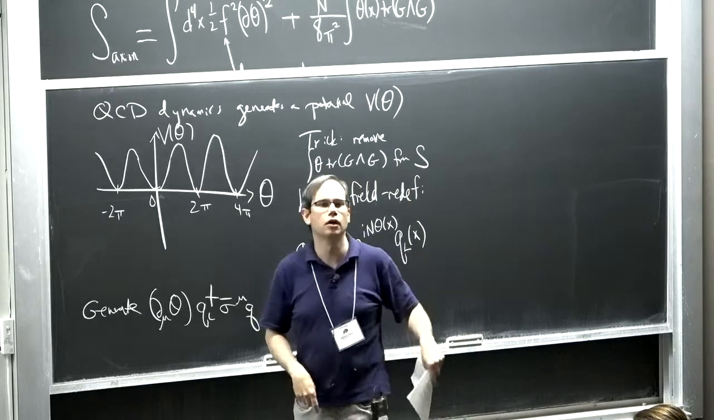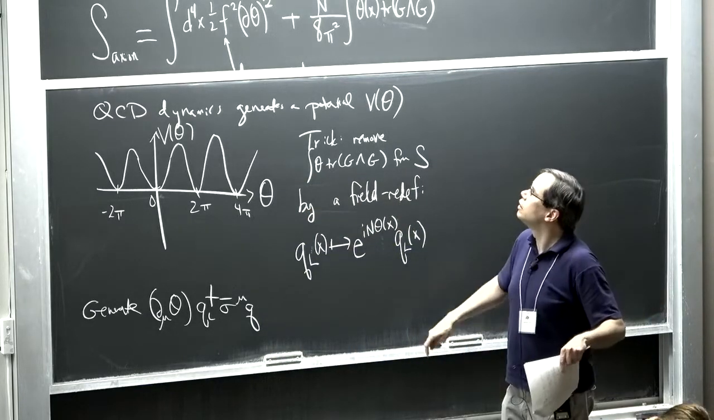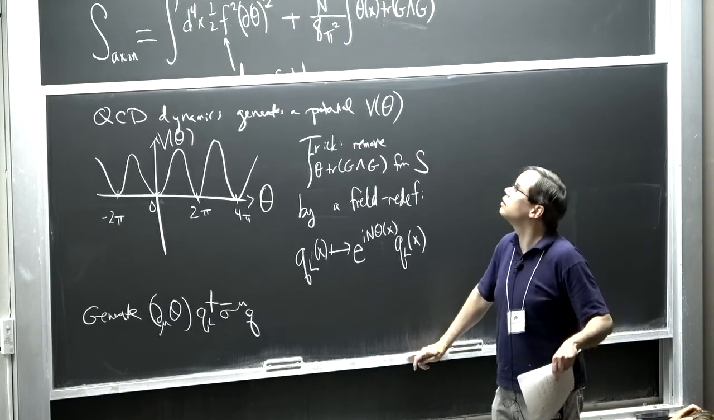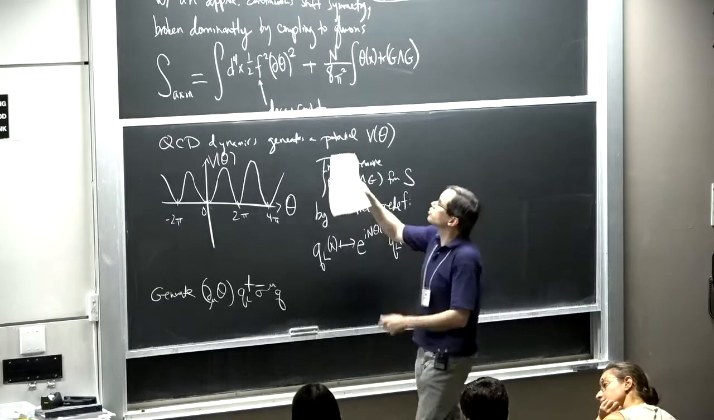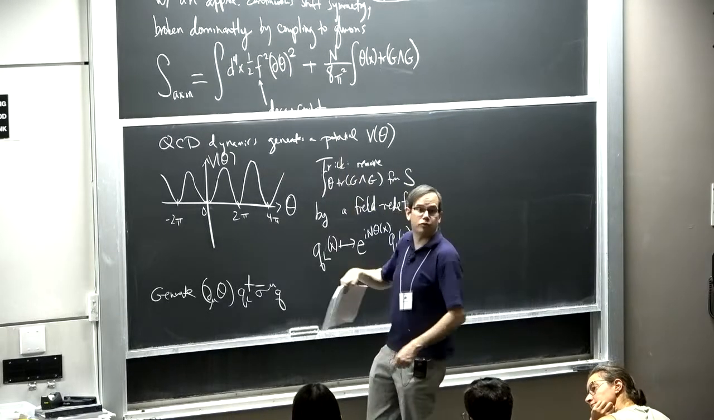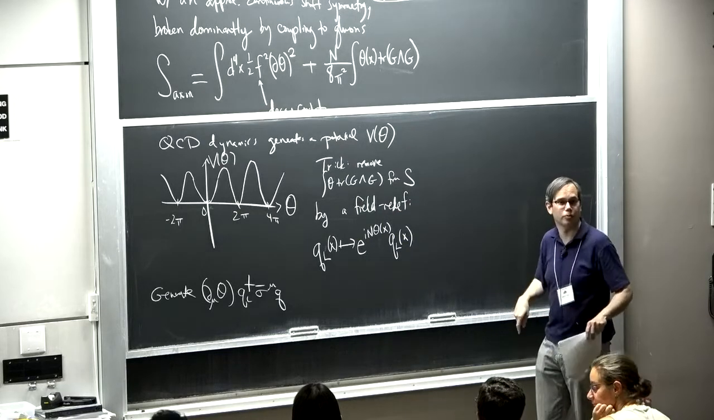Yeah? So it seems that the decay constant plays a role in the mass, right? No, it's not a mass because it's in front of a kinetic term. This term has derivatives of theta in it. Yeah. It will appear in the mass, and we'll get there in a few minutes.